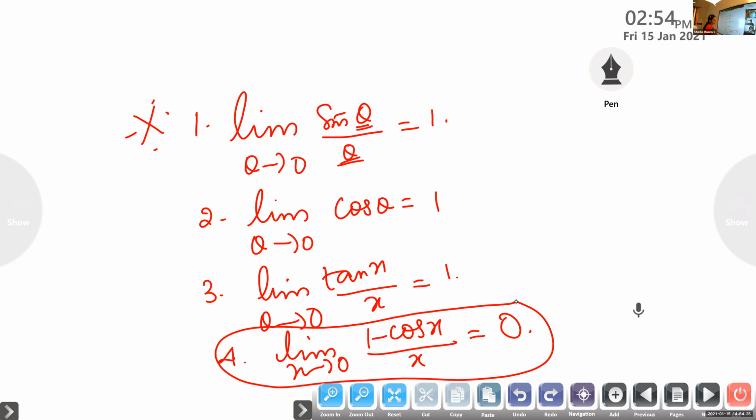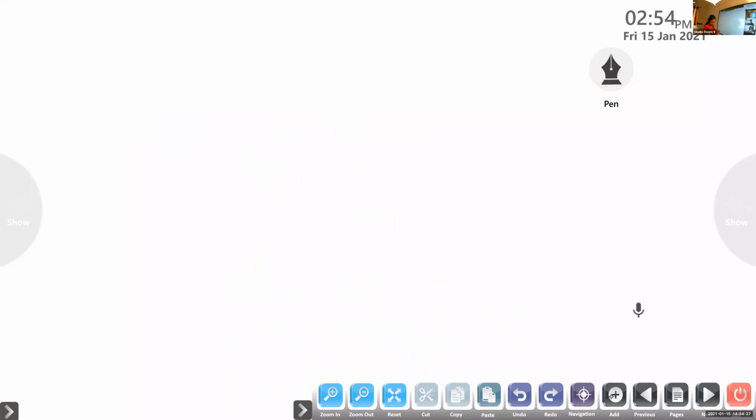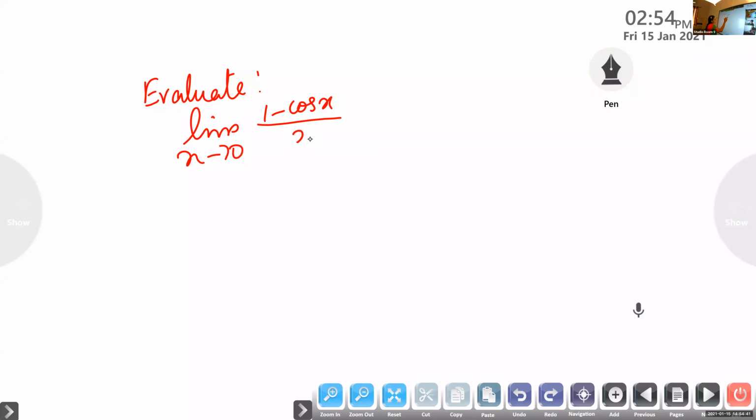Okay, now write the question. We are going to prove this one. Evaluate limit x tending to 0, (1 minus cos x) by x.